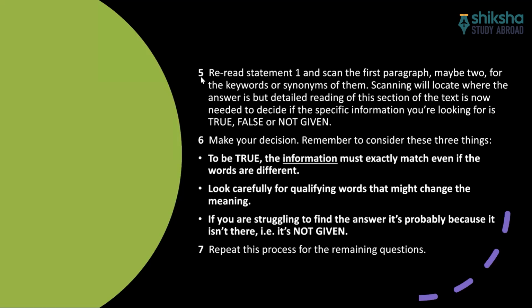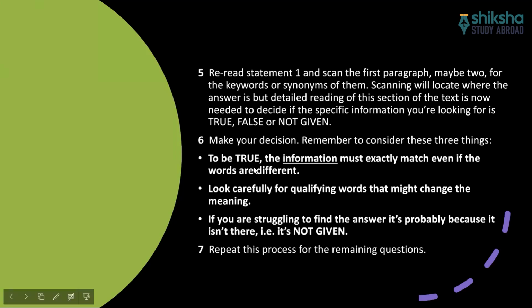Next strategy, the fifth one, is reread statement one and scan the first paragraph, maybe two, for the keywords or synonyms of them. Scanning will locate where the answer is, but detailed reading of the section of the text is now needed to decide if the specific information you're looking for is true, false, or not given. Make your decision. Remember to consider these three things. What are those three things?